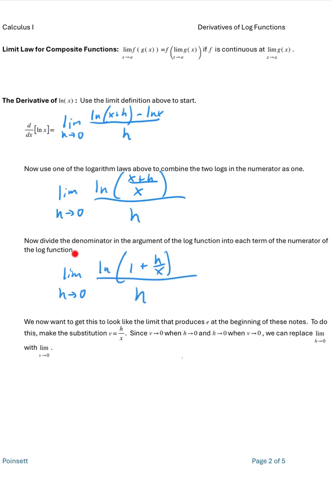We are now going to get this limit to look like the limit that produces the natural constant e, which was the beginning of these notes. So to do this, we're going to make the substitution v equals h over x in here. Since v goes to 0 when h goes to 0, and h goes to 0 when v goes to 0, we can replace the limit as h approaches 0 in our limit up here with the limit as v approaches 0. So let's do all this substitution.